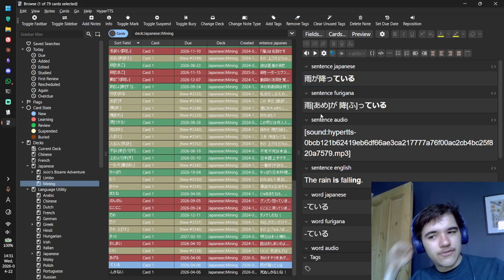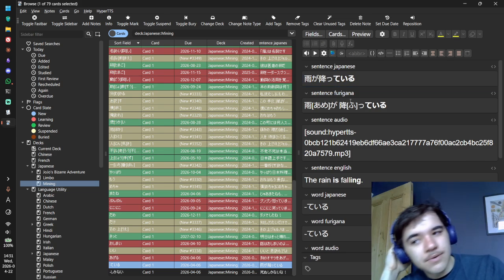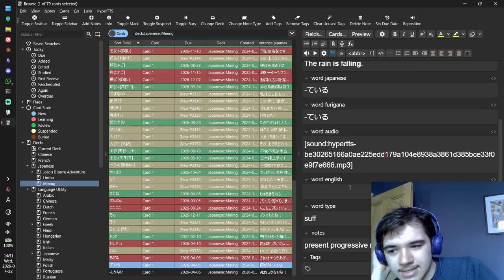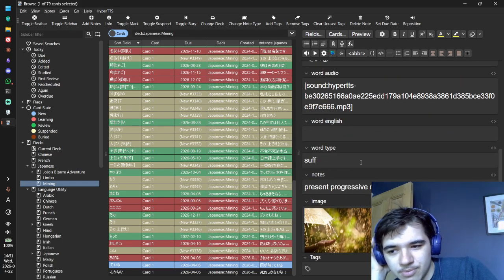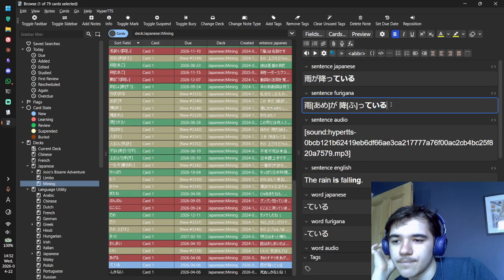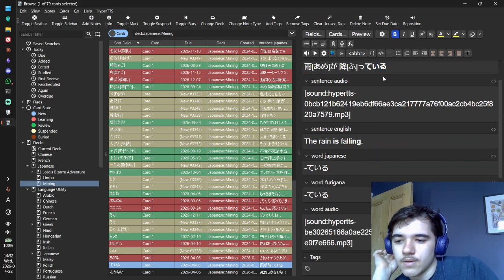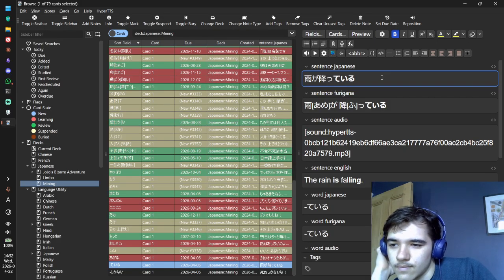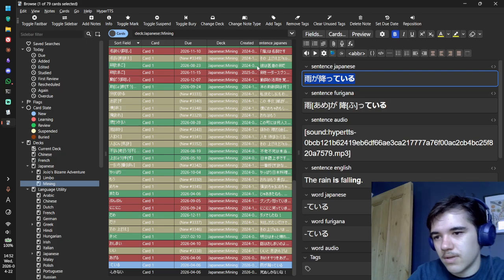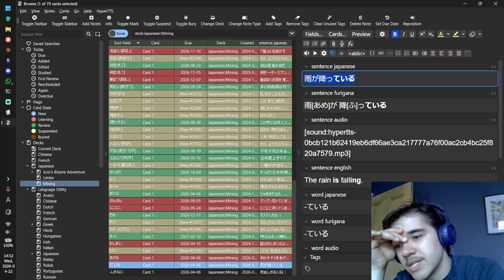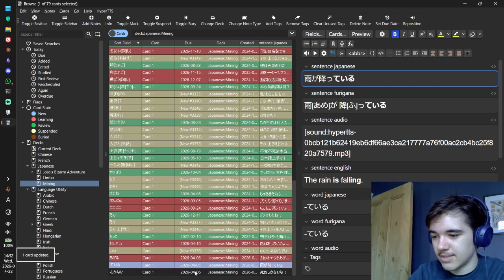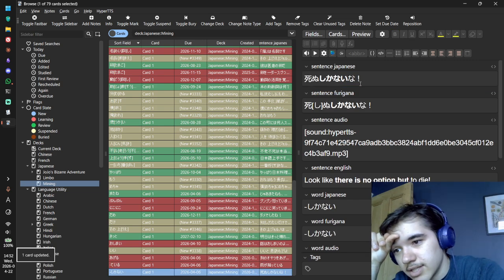Ame ga futteiru. The rain is falling. So teiru again is like the present progressive modifier. Do I need this one? Ame ga futteiru. The rain is falling. Not really. Skip.